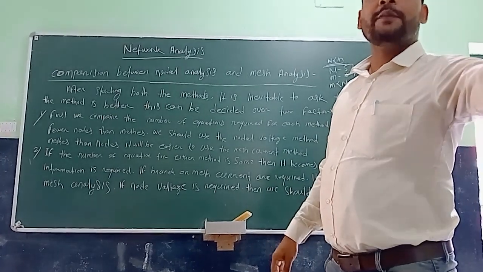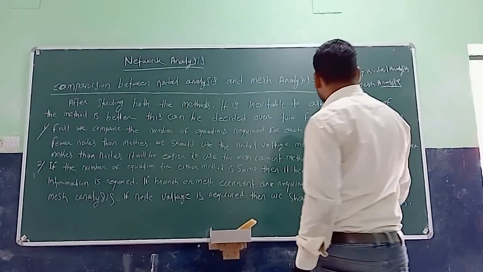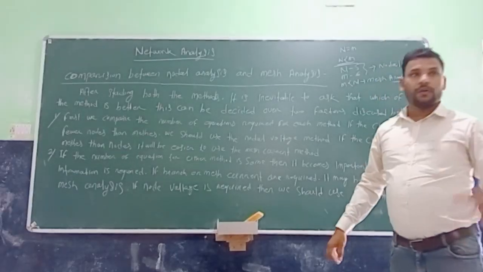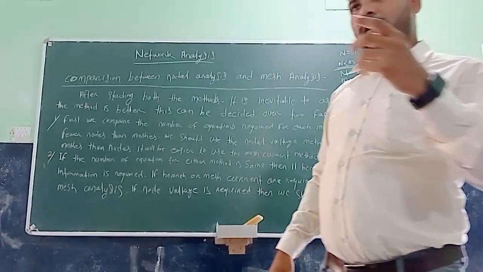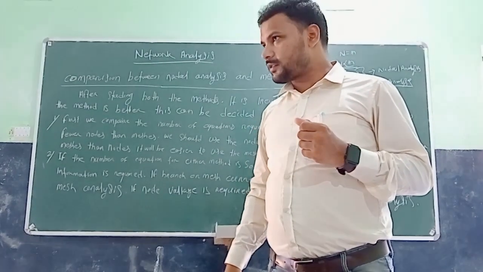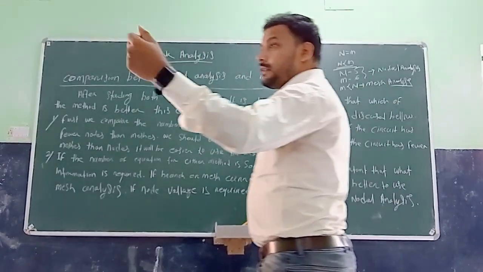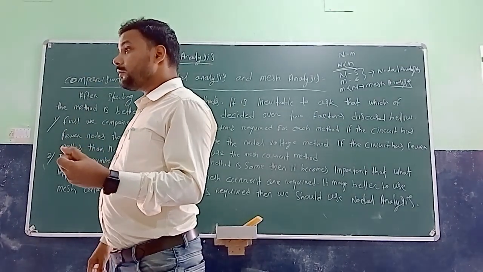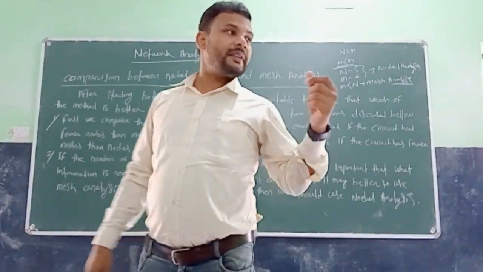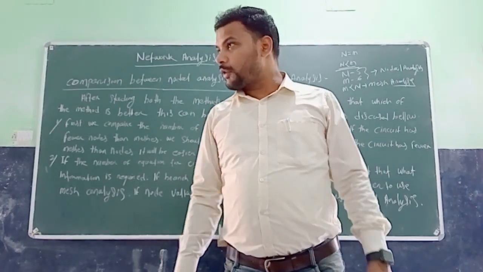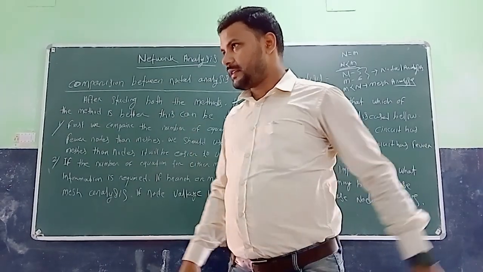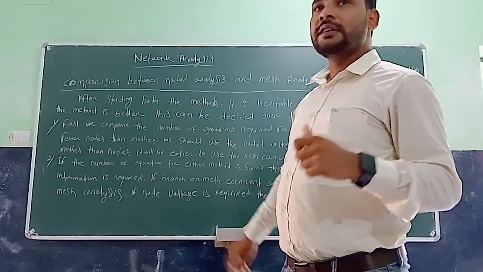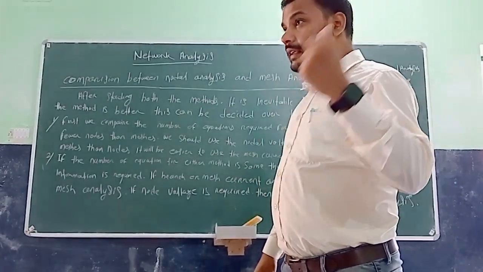In the second one, if the number of nodes equals the number of meshes, then what will we do? When the number of meshes equals the number of nodes, in that case we read the question. What information do we have to find? If it is given to find out the loop current, find out the branch current, we should apply mesh analysis. Through mesh analysis, we can find the loop current easily.